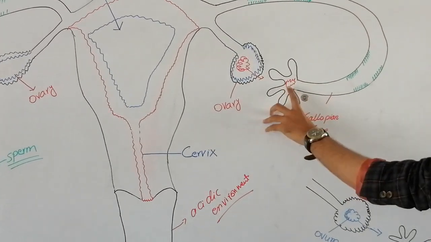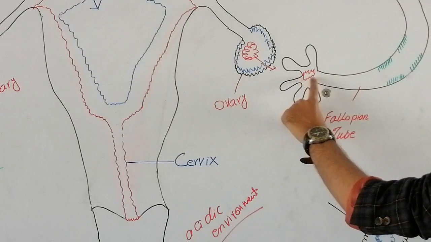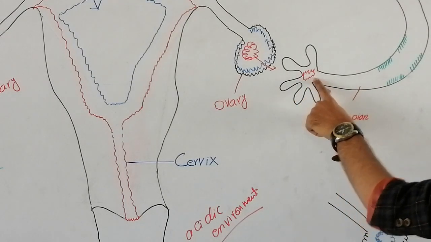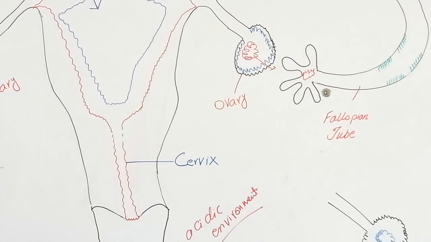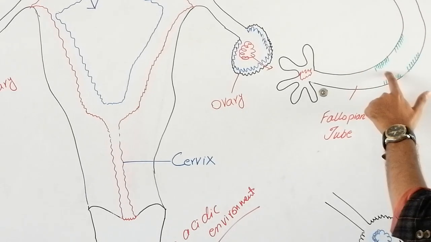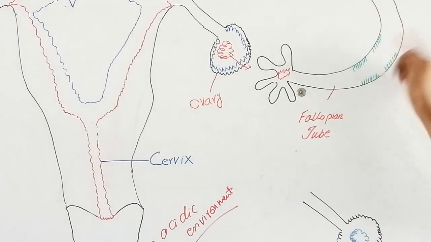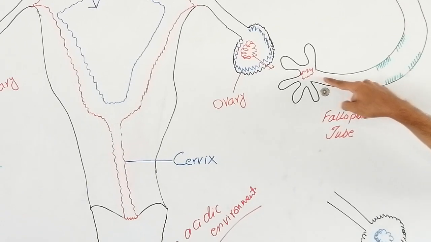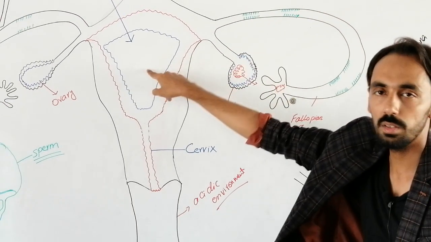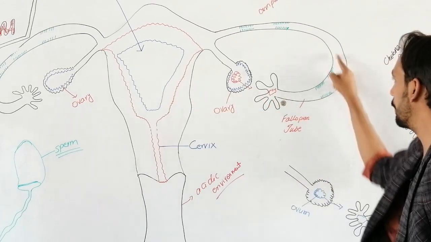After rushing through this fallopian tube, the ovum, the unfertilized egg, will wait for the sperms here. As you can see, these are some cilia in the fallopian tube, and these cilia will move like this in a to and fro motion. So these cilia will propel and move this unfertilized egg towards the uterus, through this channel, through this tube.